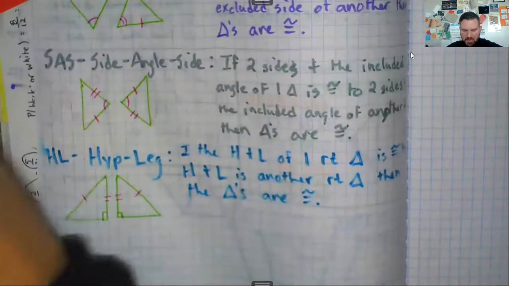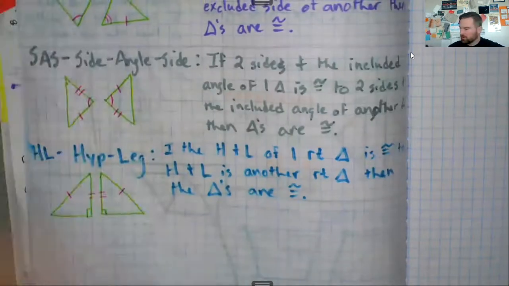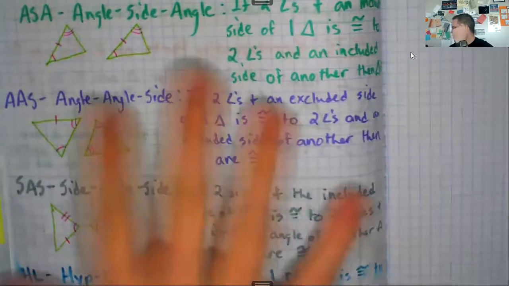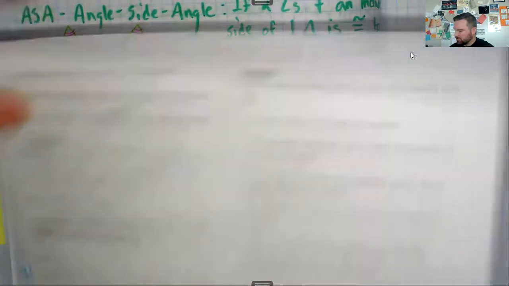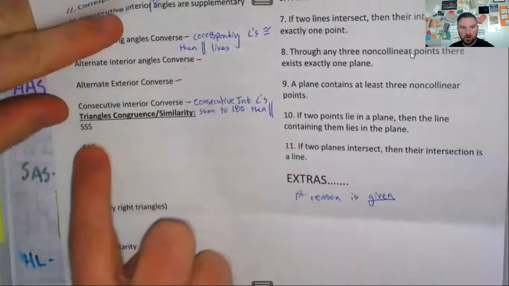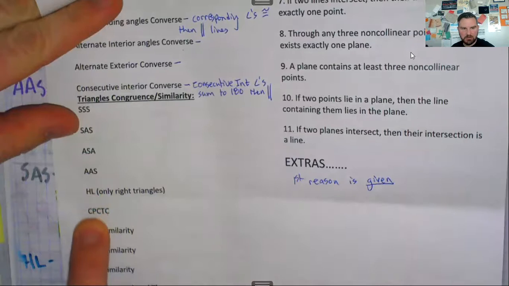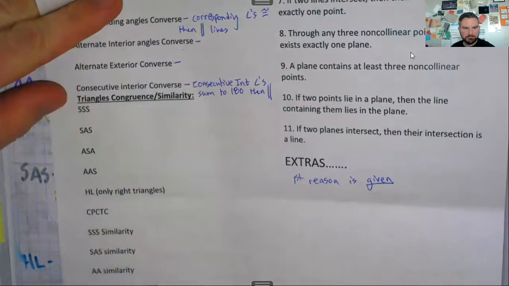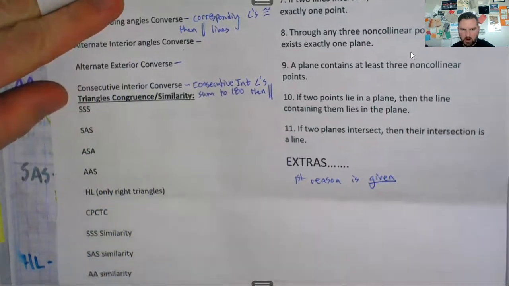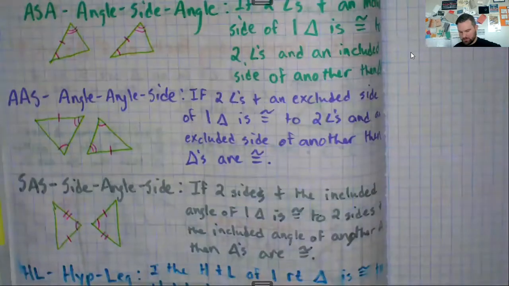Okay, so we have these four that we've added here, and these four are on your valid list of reasons sheet right here. So you are able to use them as well.